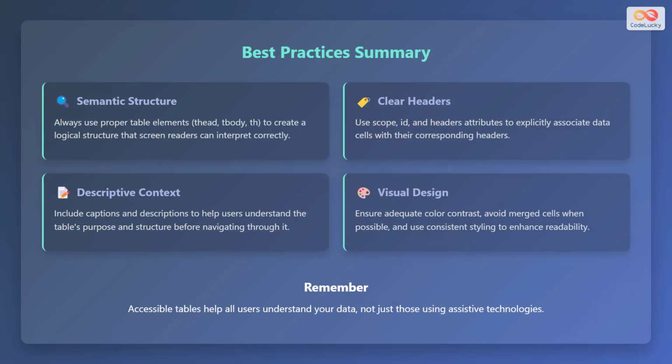In summary, the best practices include using semantic structure by using proper table elements, such as thead, tbody, and th, to create a logical structure. Using clear headers, scope, ID, and headers attributes to explicitly associate data cells with their corresponding headers. Using descriptive context by including captions and descriptions to help users understand the table's purpose and structure. And finally, visual design by ensuring adequate color contrast.